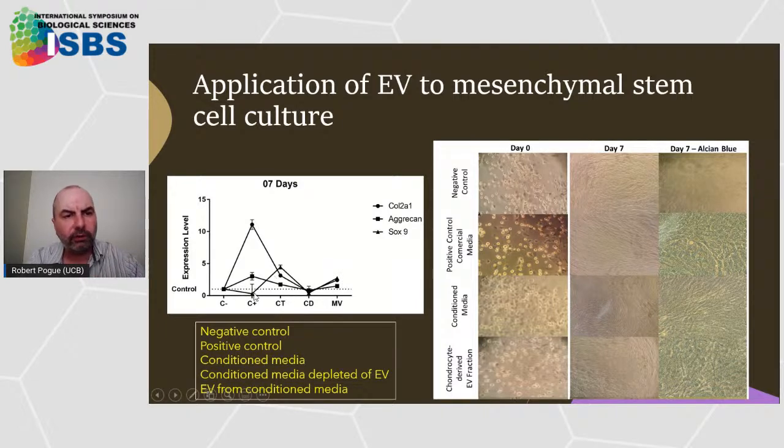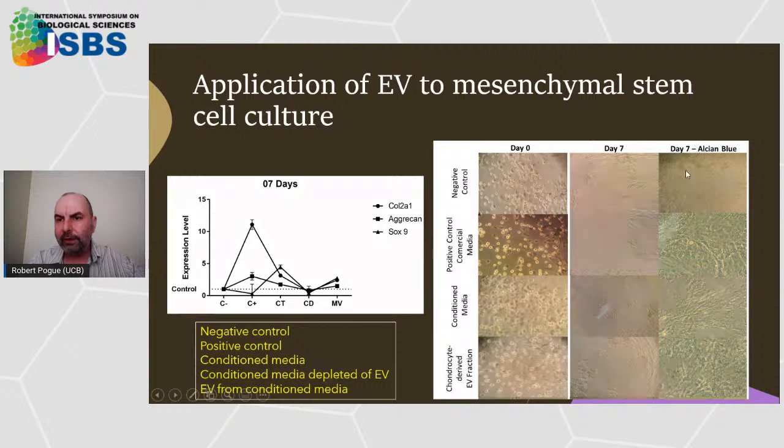Now, although we didn't have a gene expression quite as high as in the positive control, we were able to show that the extracellular vesicles alone can induce expression of SOX9, which is the master regulator of chondrogenesis, and also induces expression of type 2 collagen and aggrecan, which are strong markers of chondrogenic differentiation and the chondrocytic phenotype in general. We also did Alcian blue staining of the extracellular matrix.